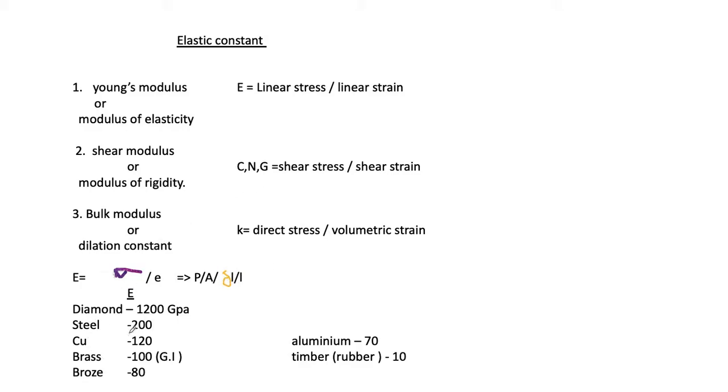E has some typical values for the elastic constant. Diamond has the highest elastic constant, about 1000 gigapascal. Steel has 200, and copper, Cu, 120 gigapascal. Brass we have 100, bronze 80, aluminum 70, timber or rubber 10 gigapascal.